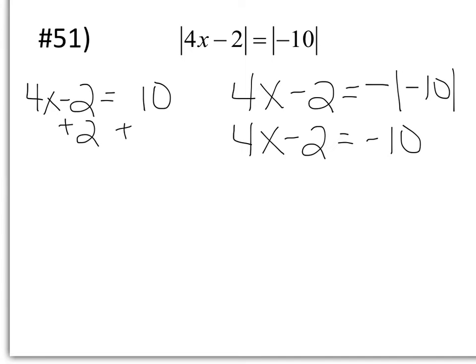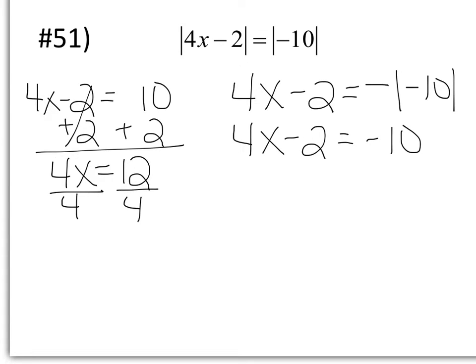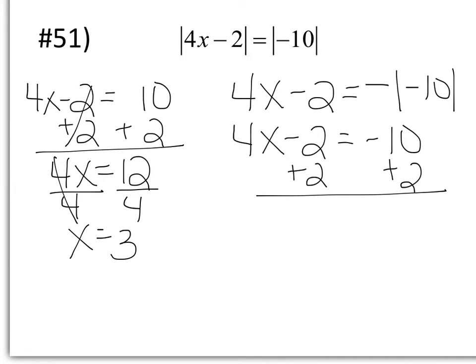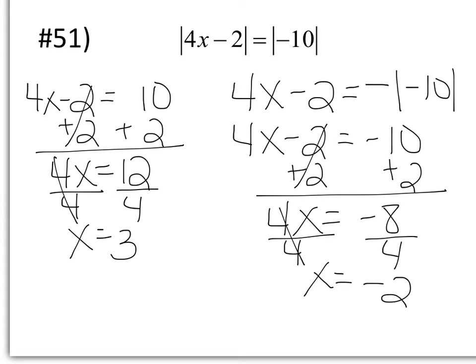So you're going to add 2 to both sides over here. So you're going to get 4x equals 12. Divide both sides by 4, you get x equals 3. Then over here you're going to add 2 to both sides. You're going to get 4x equals negative 8. Divide both sides by 4, you get x equals negative 2.